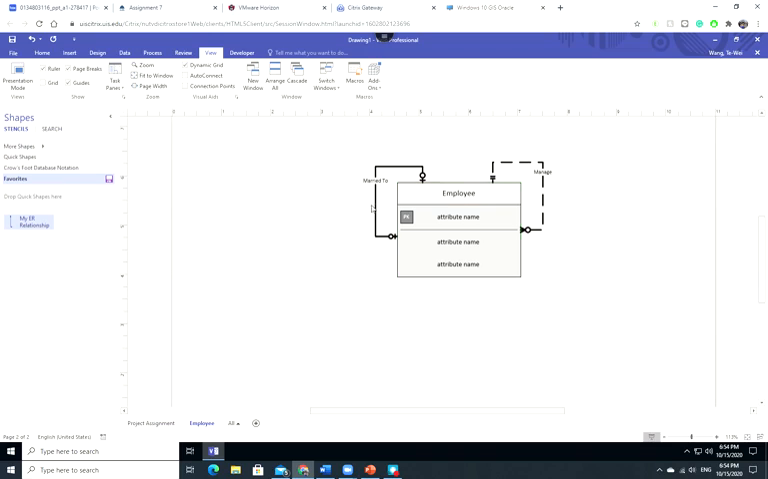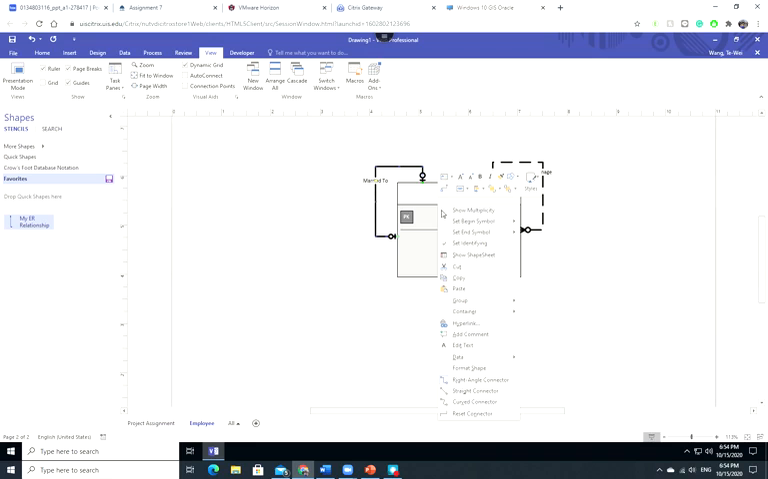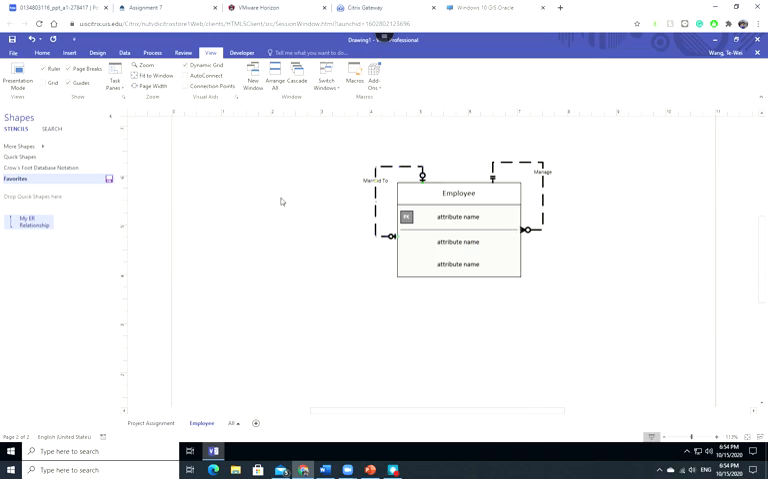Are they identifying? No, they are not identifying. As a matter of fact, they are strong entities. They are not identifying with each other. So for employee, we actually have two unary relationships.